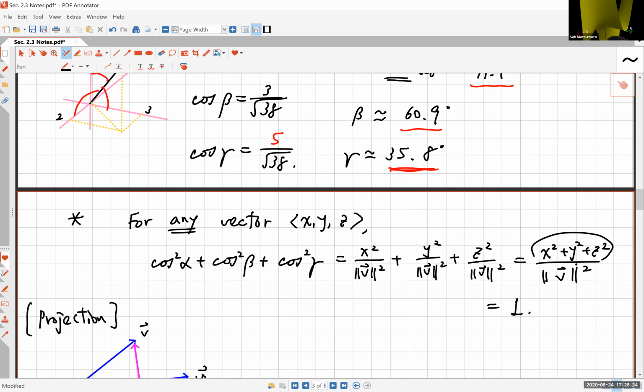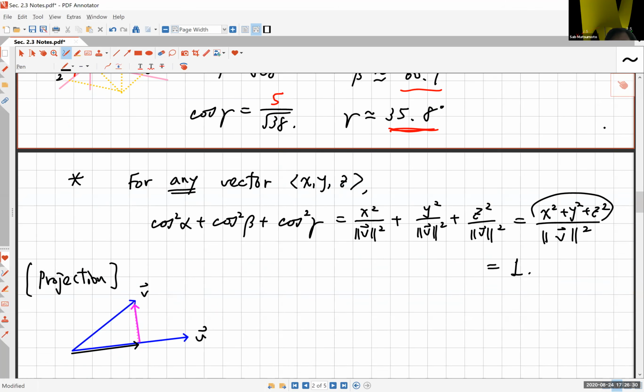Look at that. Wow. This is just as pretty as the other one, which is sine squared plus cosine squared equals 1. This applies to all vectors, right? All vectors in three-dimensional space. So that's kind of cool.